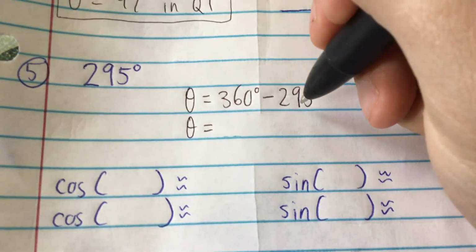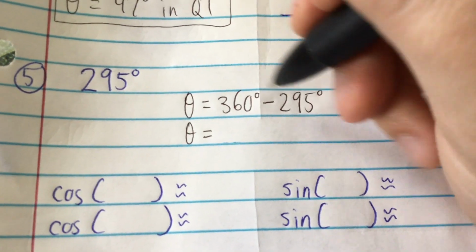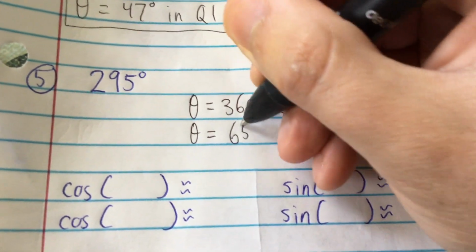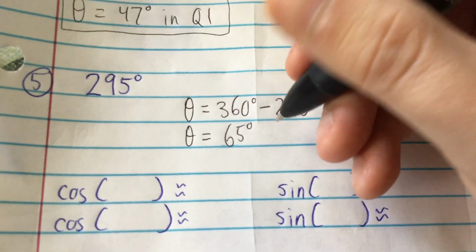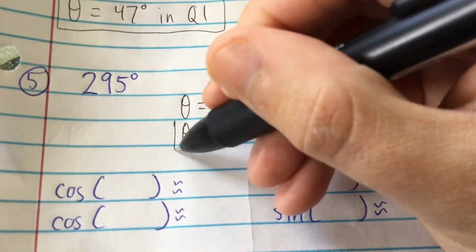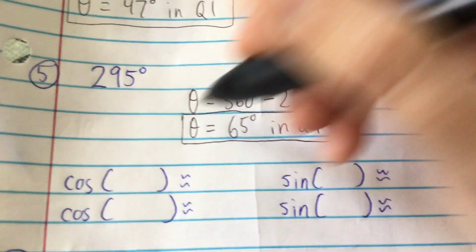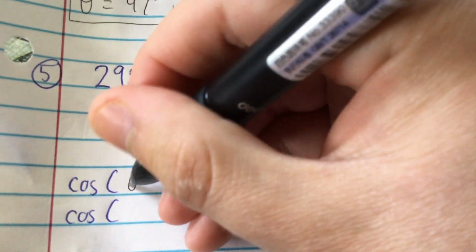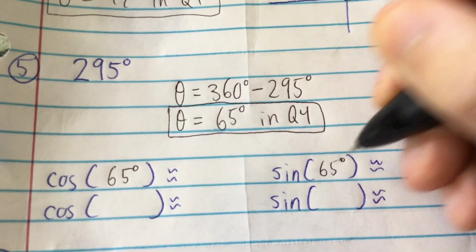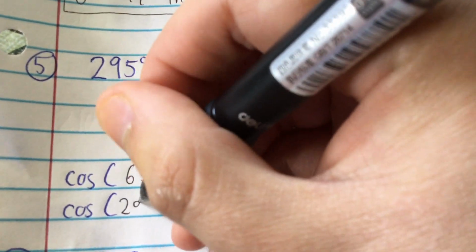If 360 minus 300 is 60, then 360 minus 295 needs to be 65. So my angle theta is 65 degrees, and I am in quadrant 4. And if you don't believe me, you can always check the cosine and sine of the reference angle with the cosine and sine of your given angle.